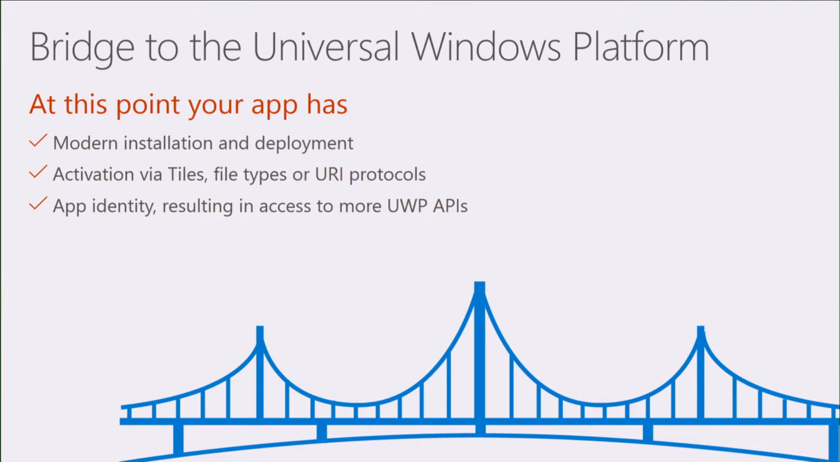So at this point, once you have the conversion, you have that modern installation. You can actually be activated via tiles, like Ken actually showed you. You can be activated via file types and URI protocols and things like that you would expect. URI protocols is actually a new cool feature that you can then use in your application. You can just have a URL and have it pop inside of your application instead of just a web URL. And your application has this app identity. So that package comes with an app identity. And the app identity, you can really view it as sort of a unique name of your application system-wide.